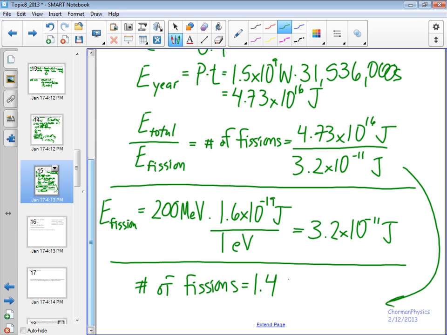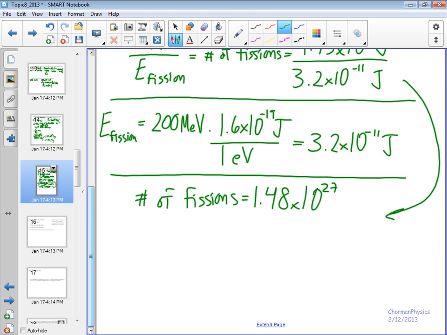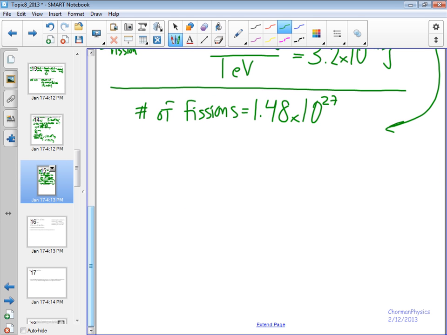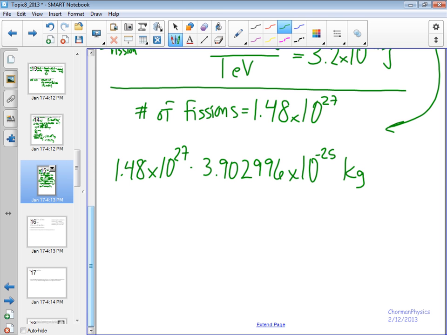The number of fissions is going to be equal to 1.48 times 10 to the 27. All right. So what we assume is that every single atom of uranium-235 here is going to fission. That's one of our assumptions. And if that is the case, we take that number of fissions and multiply it times the mass of a single uranium atom, and we get the total mass of uranium that we would need, about 600 kilograms of uranium. So that's for an entire power plant for a year. That's not even a metric ton. That's rather incredible.